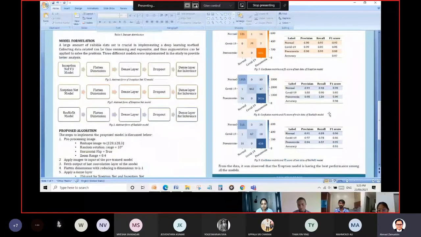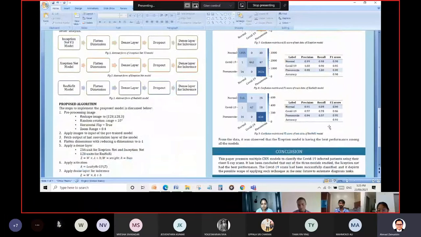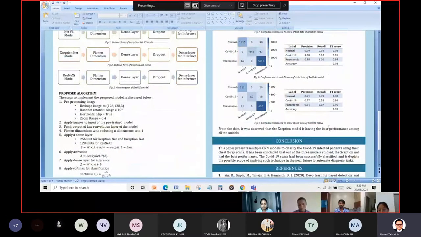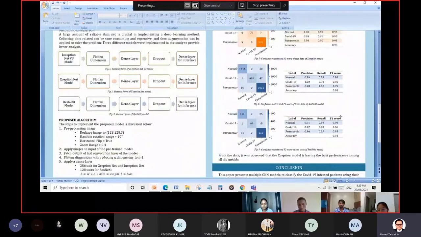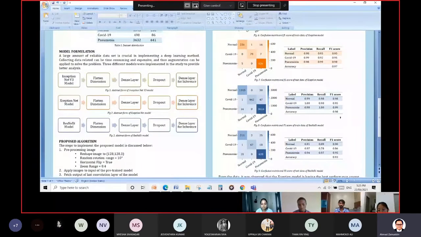This is for the train data of the ResNeXt model, and this is the test data of the ResNeXt model. So from the data, it was observed that the Xception model has the best performance among all the models, as it has the highest accuracy. The highest accuracy is considered using the test data, in which the Xception model has the highest, which is 0.97.